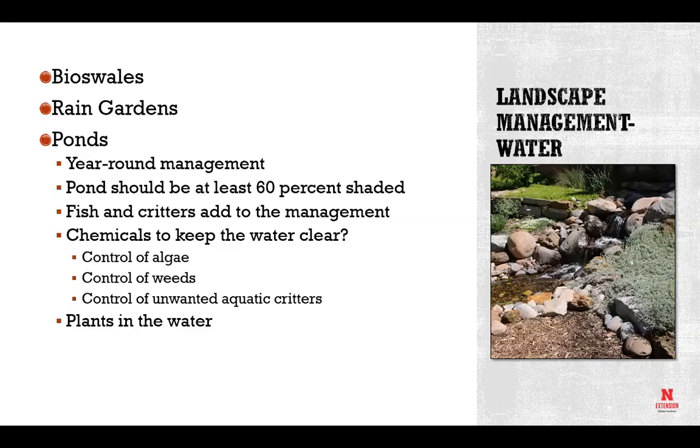Okay, so bioswales, rain gardens, and ponds, of course, are wonderful water management sorts of things. You know what a bioswale is, right? What's a bioswale? It's a ditch with plants in it instead of concrete, basically, and it's still slope. It's got sides, and people also don't understand that a bioswale slopes in two directions. You've got the side slopes, but you're still going from uphill to downhill on a gradual slope, all right?